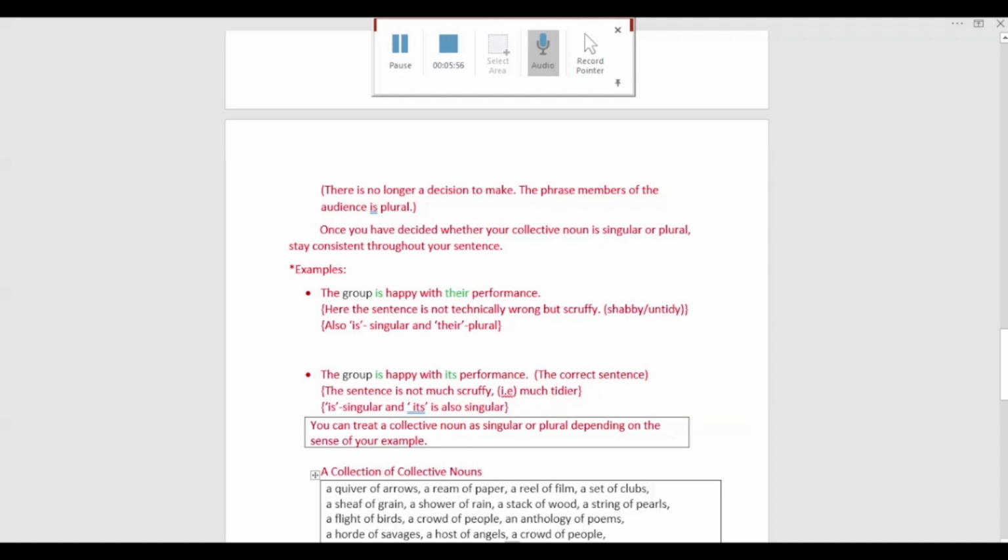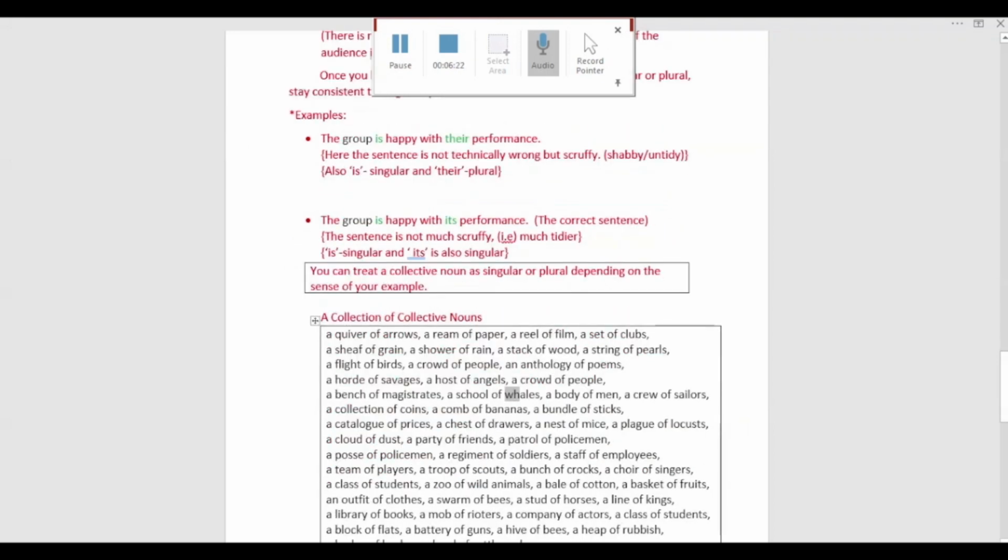Whereas the previous sentence, the group is happy with their performance, has their in plural form, but is happy. Is happy is singular. Okay. So this is not quite correct. Coming to the second sentence, the sentence is not scruffy. That is much tidier. It's singular and its is also singular. You can treat a collective noun as singular or plural depending on the sense of your example. So depending on the sense of your example, you can treat your collective noun as singular or plural.